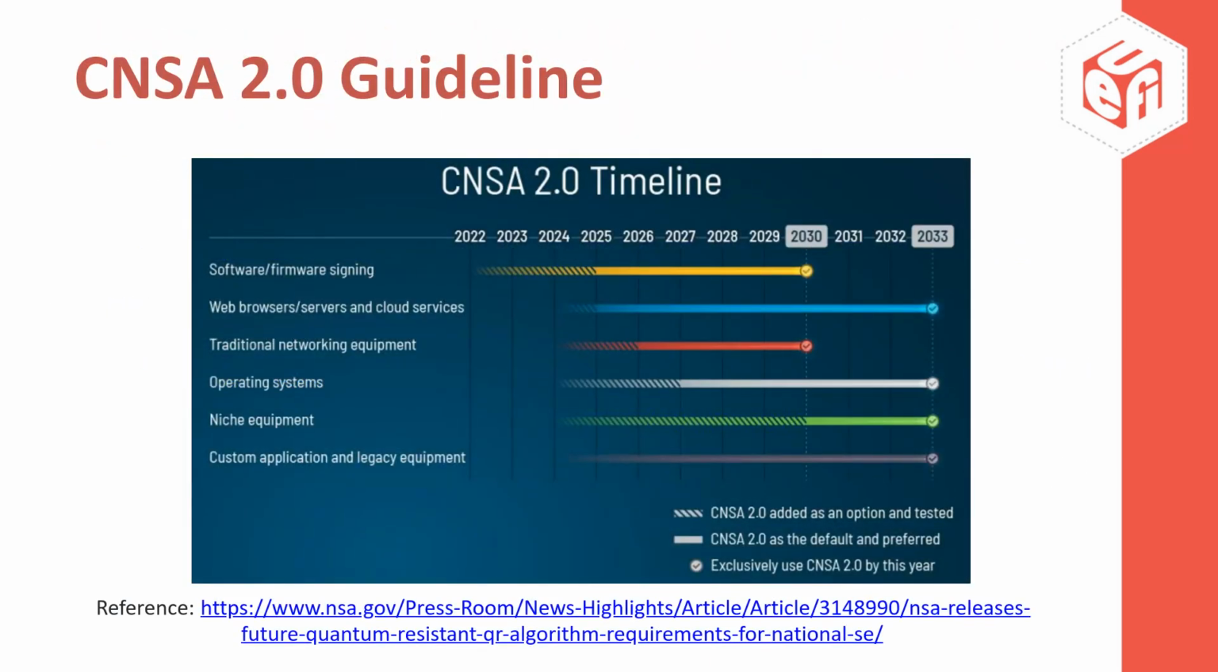Beyond that, NSA also provides the CNSA 2.0 guideline, which includes the post-quantum crypto algorithms. The crypto agility should consider PQC as well. This figure shows the CNSA 2.0 timeline. The secure boot and secure firmware update features are related to the first category. We need to consider PQC image signature verification since 2025 and finish the transition by 2030.